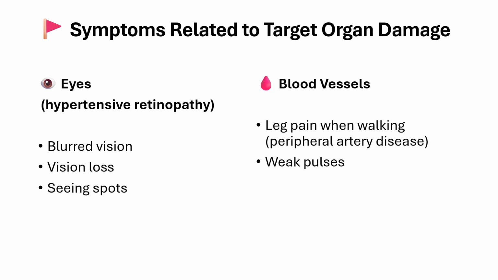Also you can get hypertensive retinopathy in the eyes: blurry vision, vision loss, seeing spots. And in your blood vessels, peripheral artery disease, they will get intermittent claudication, which is leg pain while walking. And if it's arterial, then they're going to have weaker pulses, because the arterial side, of course, is the pulses.